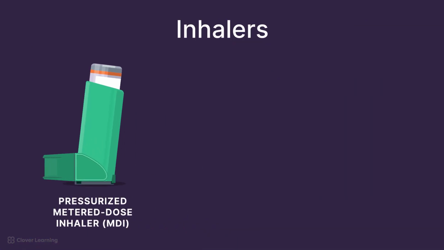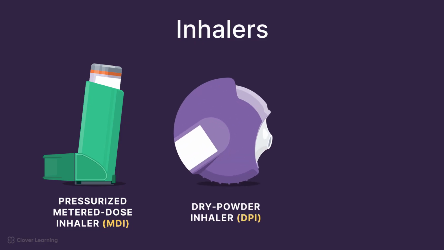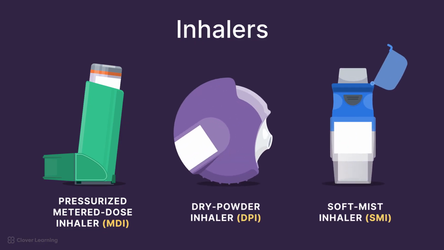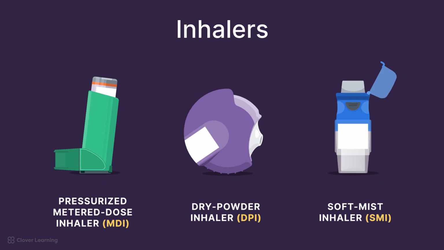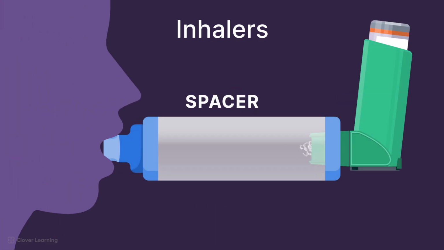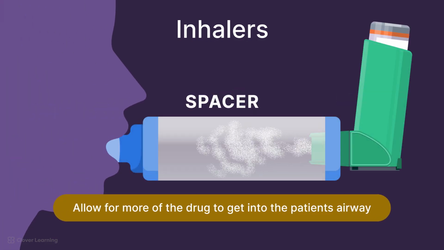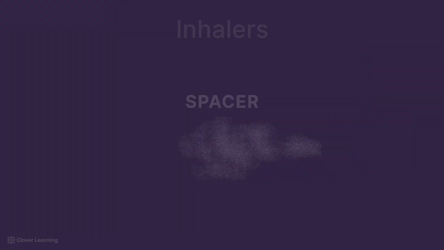Inhalers include pressurized metered dose inhalers, MDIs, dry powder inhalers, DPIs, or soft mist inhalers, SMIs. These are all small, portable, handheld devices that can be kept on the patient. Inhalers can be used to treat conditions like asthma and COPD. A spacer may be used. This allows for more of the drug to get into the patient's airway.